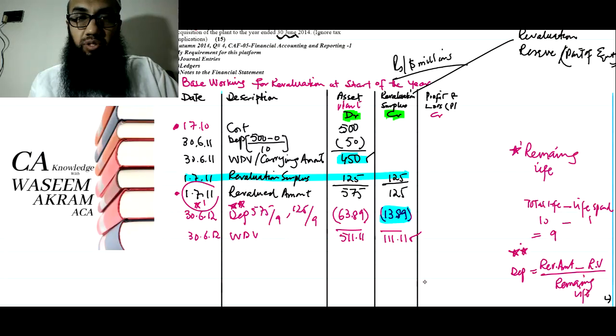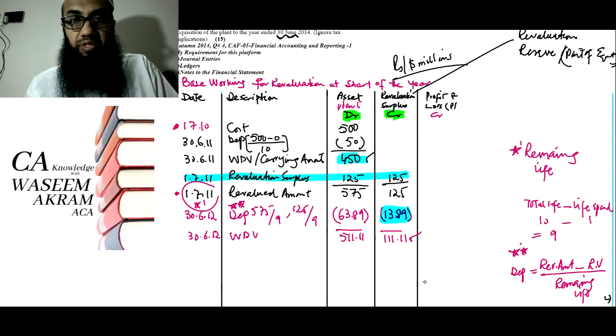Accumulated depreciation debit, asset credit. Next, asset debit, revaluation surplus credit. Then depreciation. Revalued amount has no entry, revaluation surplus has entry. Depreciation debit, accumulated depreciation credit. And here, revaluation surplus is going down, so revaluation surplus debit and retained earning credit. These 2 years completed.